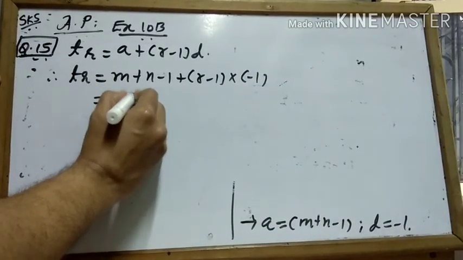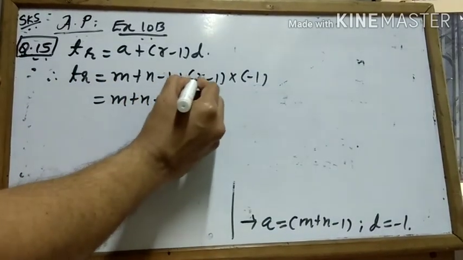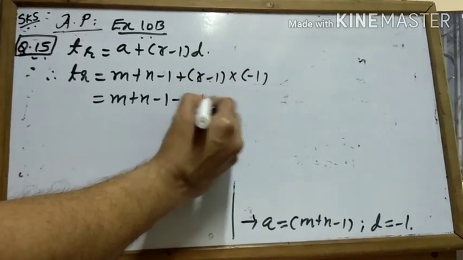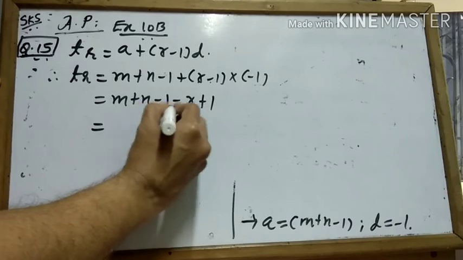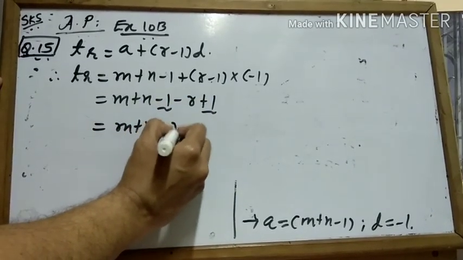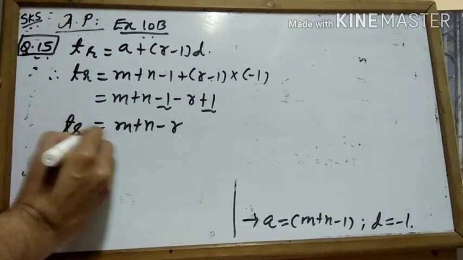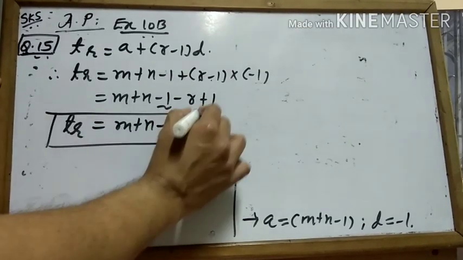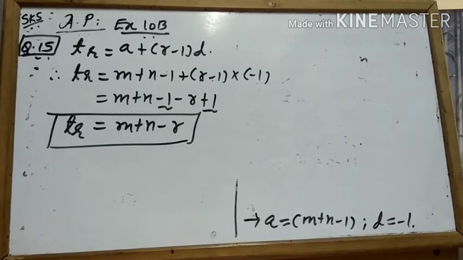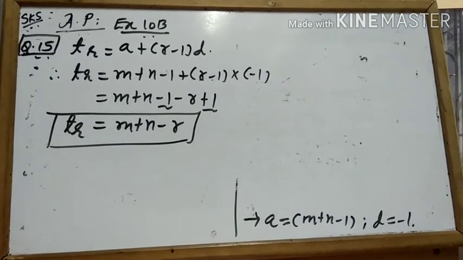So what happens here is m plus n minus 1. R into negative 1 is negative r. Negative 1 into negative 1 is positive 1. Positive 1 and negative 1 get cancelled. So m plus n minus r is the value of the rth term, and this was the query: find the rth term, or prove that the rth term is equal to m plus n minus r. That's all from exercise 10th B.